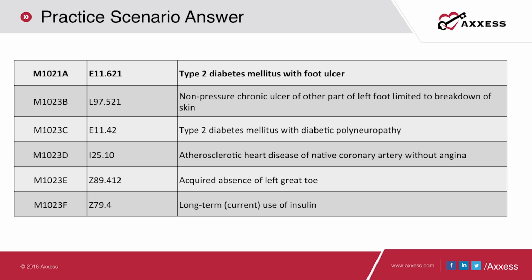In this case, your first code would be E11.621, type 2 diabetes mellitus with foot ulcer. That's followed by L97.521, non-pressure chronic ulcer of other part of left foot limited to breakdown of skin. Then you have E11.42, which is your type 2 diabetes mellitus with diabetic polyneuropathy. Then you have I25.10, atherosclerotic heart disease of native coronary artery without angina. Then Z89.412, acquired absence of left great toe. And then Z79.4, long-term use of insulin.